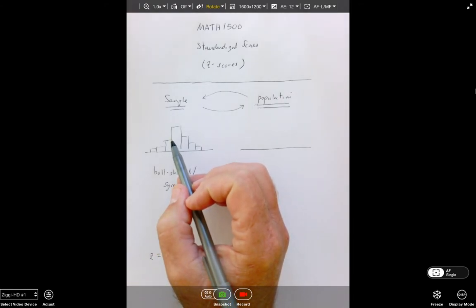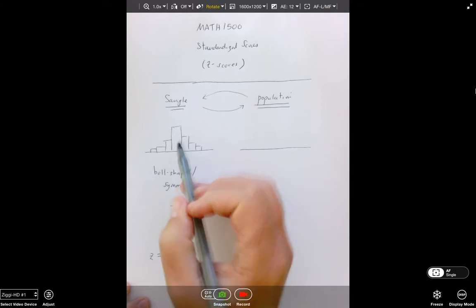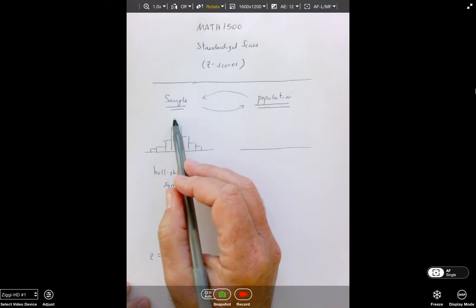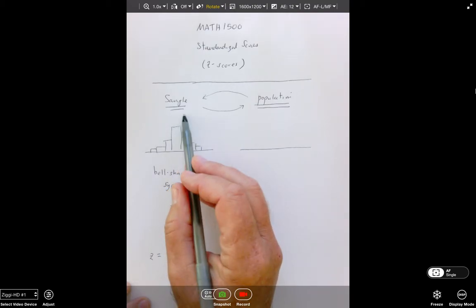For example, let's say we want to know what percentage of likely voters in a state are going to vote for candidate A or B or C or whatever it may be. We can go out and get a sample of 1,000 people and ask them who they're going to vote for. They may lie to us. They may not tell us. They may be deceptive, but we can ask them. We can get a sample.